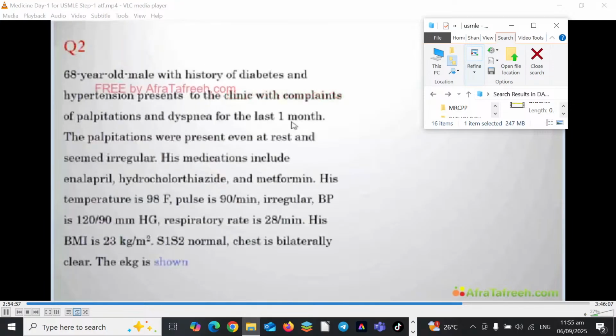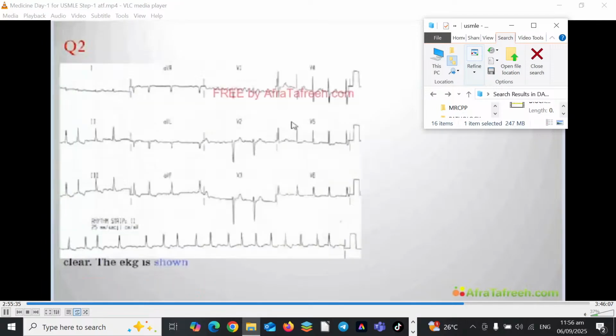So we will come to the main maid of honor today, and that is EKG questions. A 68-year-old male with a history of diabetes and hypertension presents to the clinic with complaints of palpitations and dyspnea for the last 1 month. The palpitations were present even at rest and seemed irregular. His medications include enalapril, hydrochlorothiazide, and metformin. His temperature is 98, pulse is 90 and irregular, his BMI is 23. EKG is shown, and here it is.